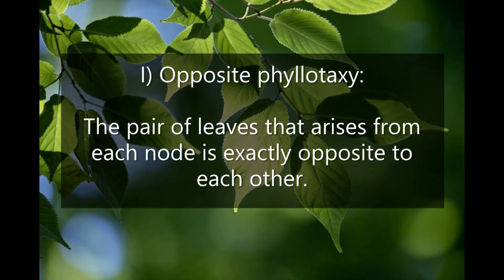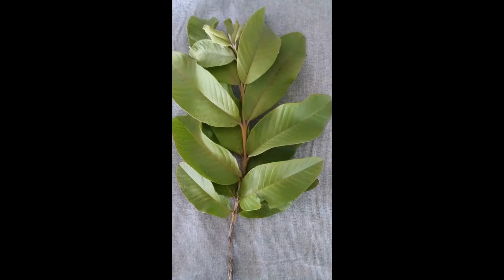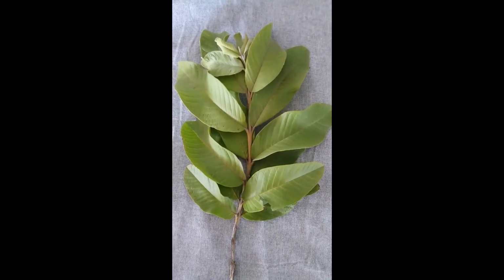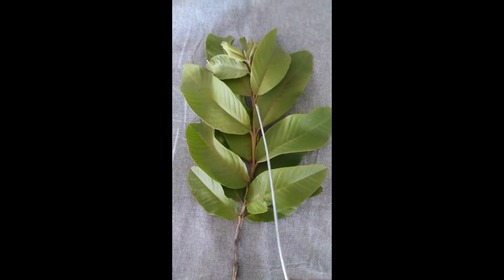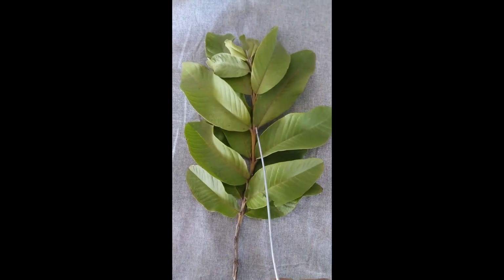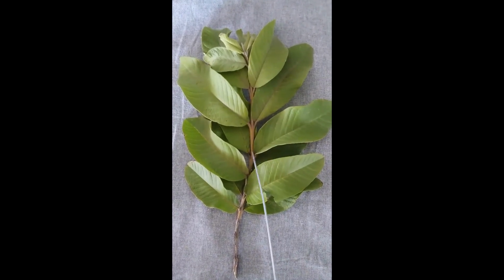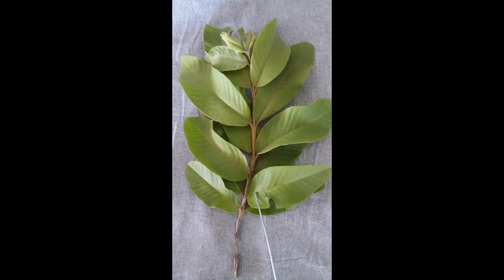Opposite phyllotaxy is one in which the pair of leaves arises exactly opposite to each other at each node. An example of opposite phyllotaxy is guava. As you are able to see, this guava contains only 2 leaves in each node, and in each node there are no more than 2 leaves.